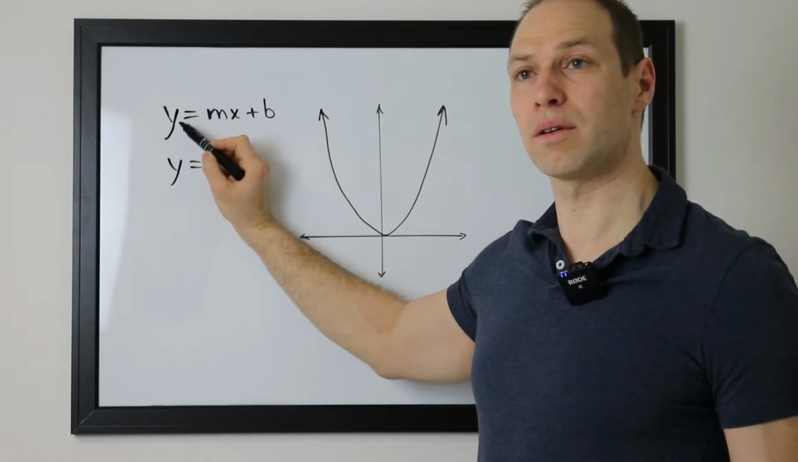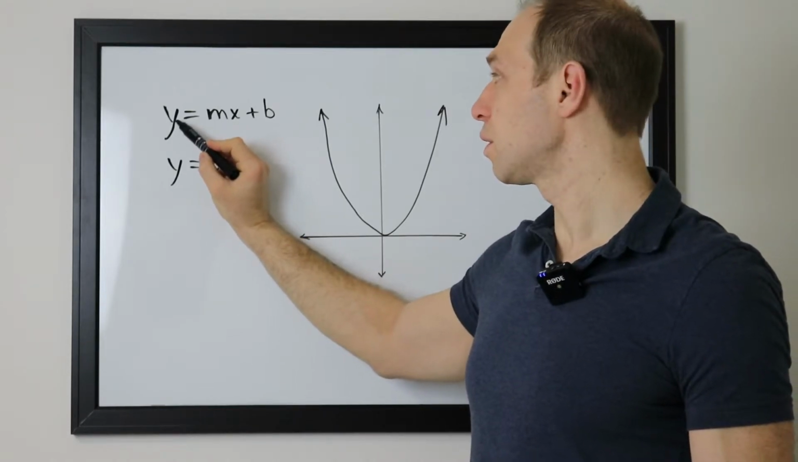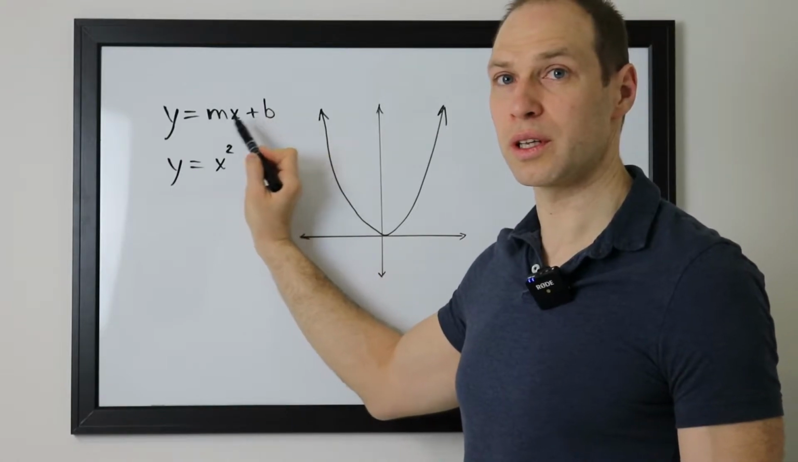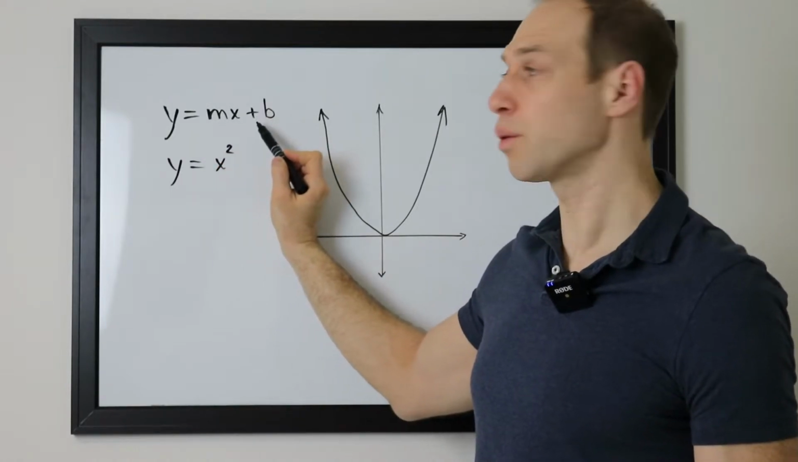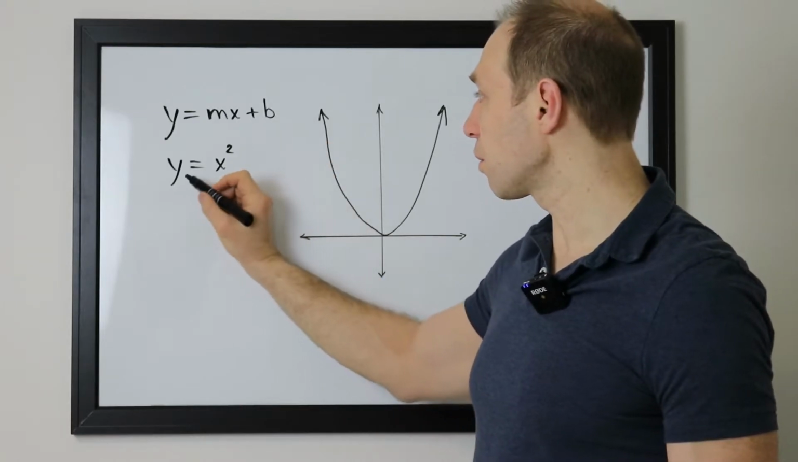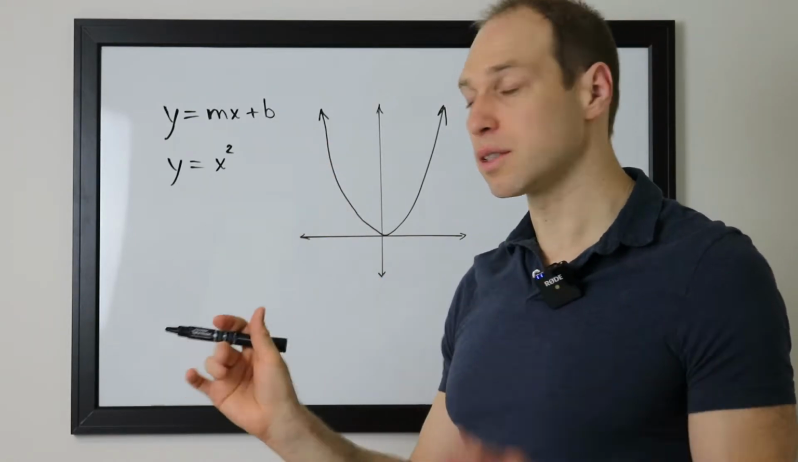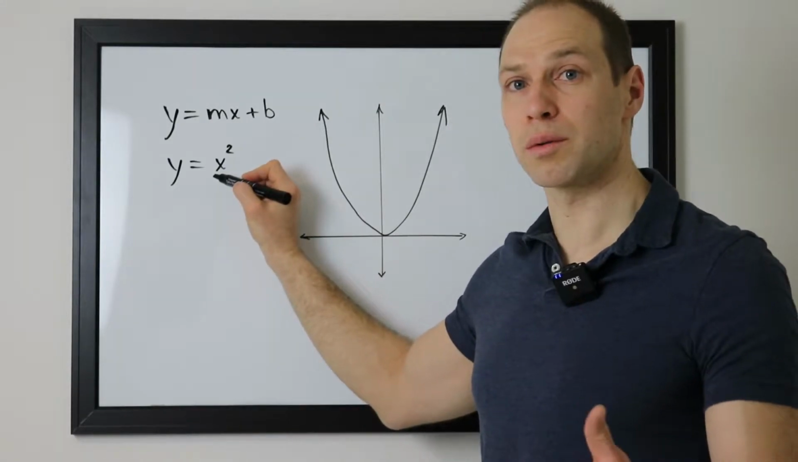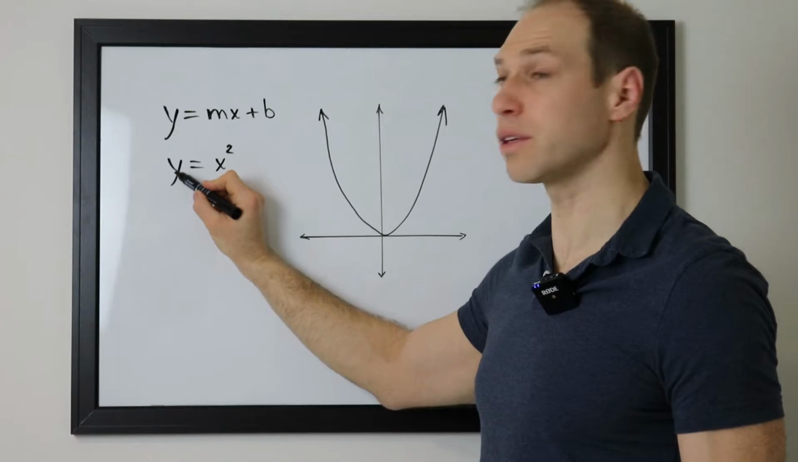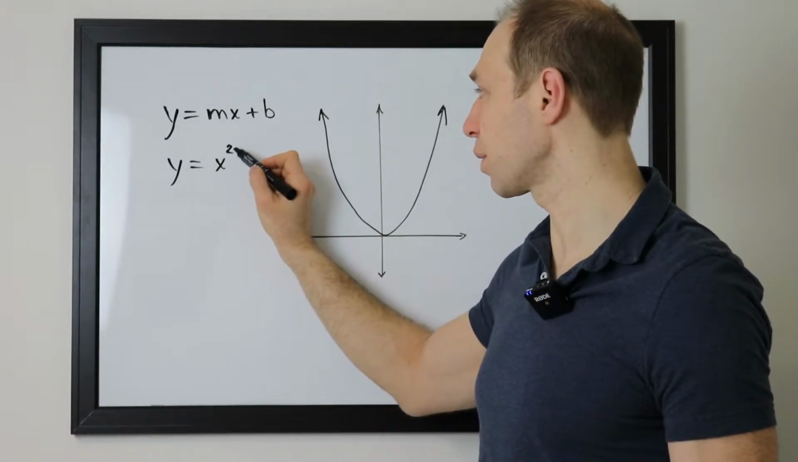When we talked about linear equations, we mentioned that the linear equation in slope-intercept form is written as y equals mx plus b, where m represented the slope and b was the y-intercept. Now, a very basic equation of a parabola, and we will talk about more complicated equations later on, is y equals x squared.